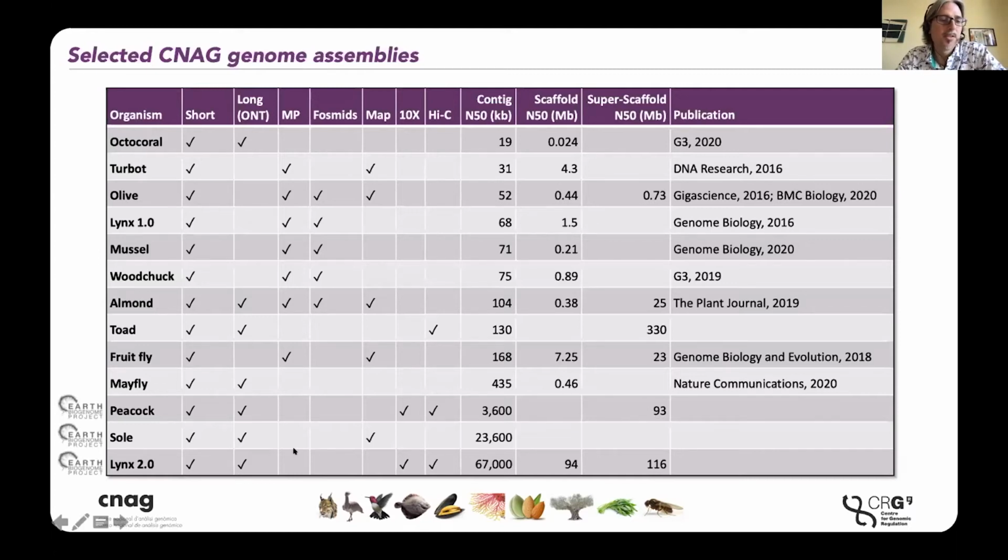The last three listed here meet the criteria for the EBP. We're over a megabase contig N50, and we're at or near chromosome scale super scaffolds. And the quality is actually quite high. It's above Q40.